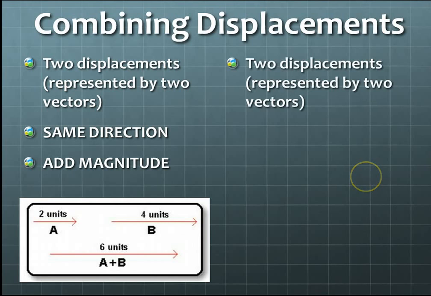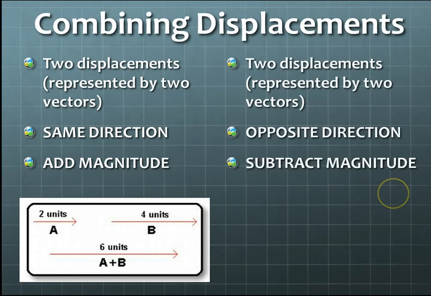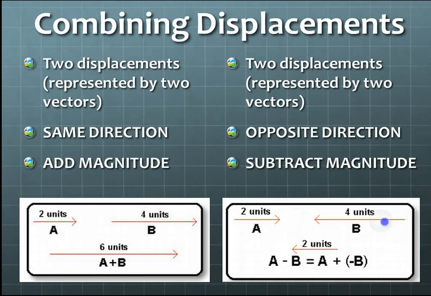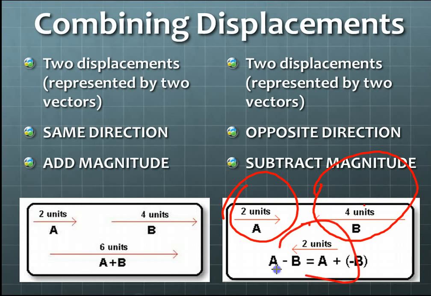But if we have 2 displacements and they're going in opposite directions, it's going to be a little different. You're going to have to subtract those magnitudes. So we have 2 units going to the right, but we have 4 units going to the left. So we're going to subtract, and the result goes in the direction of the bigger arrow. So 4 minus 2 is 2, right? And it's going to go to the left because that number to the left is bigger. So 2 to the left.